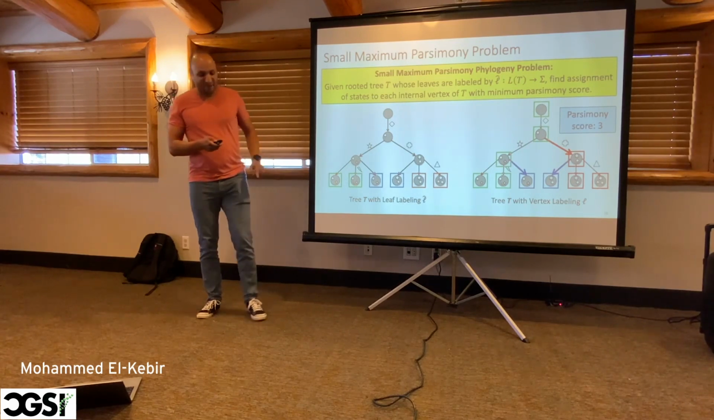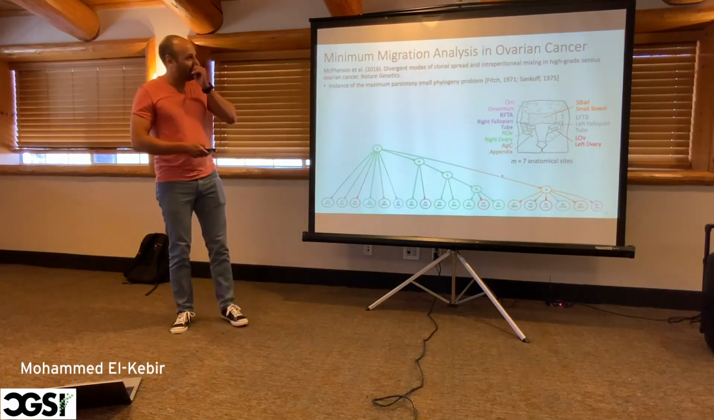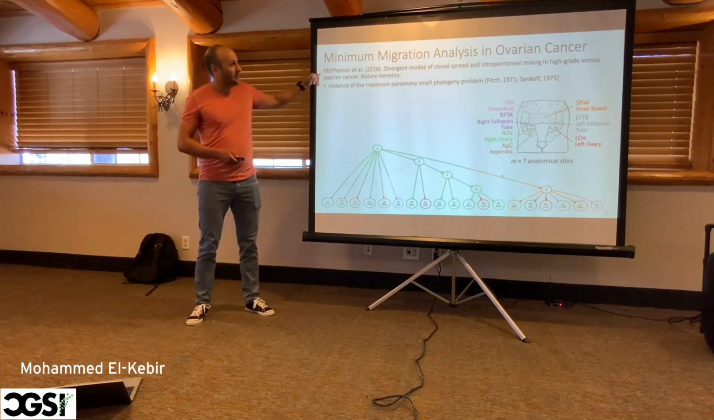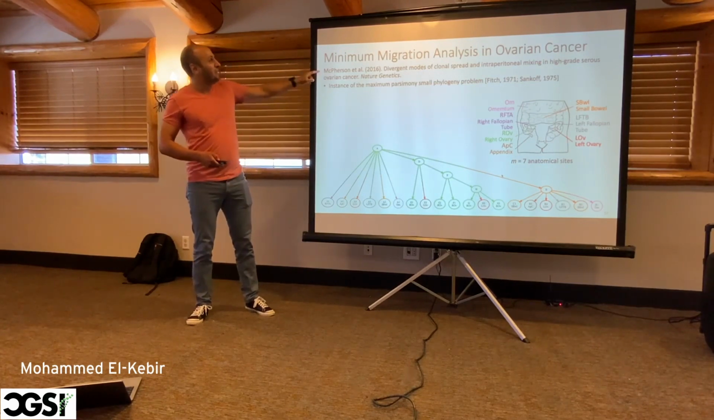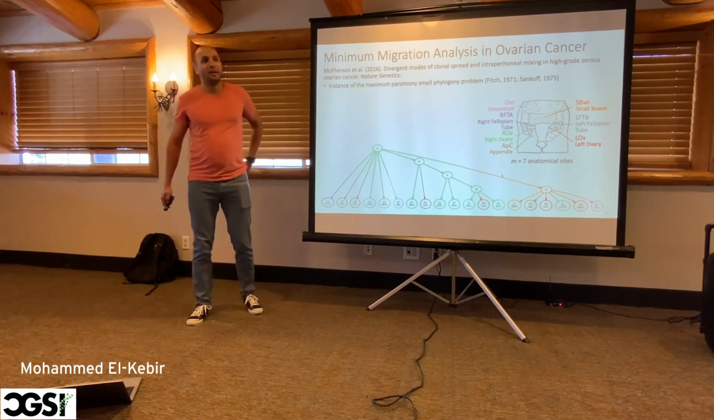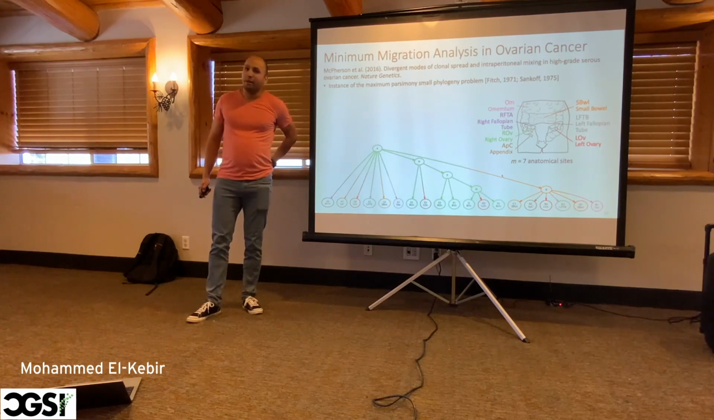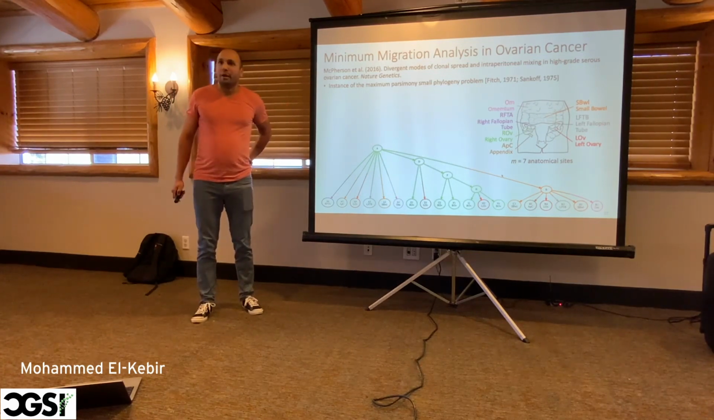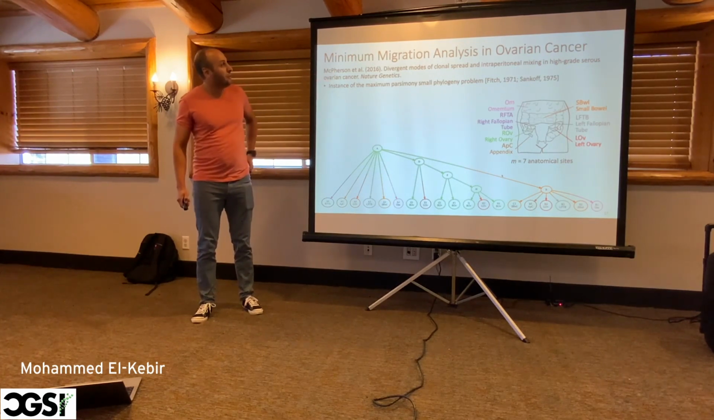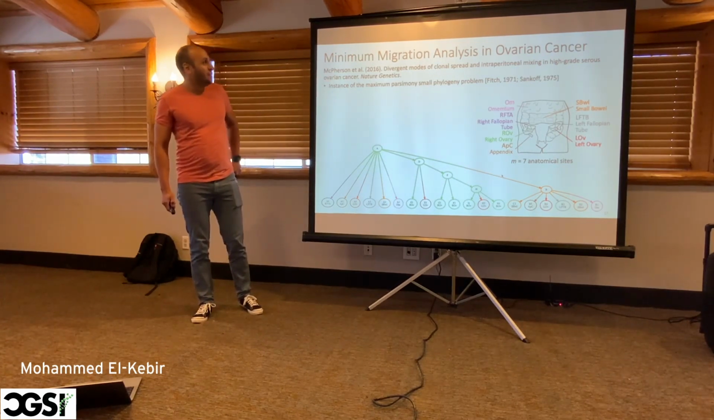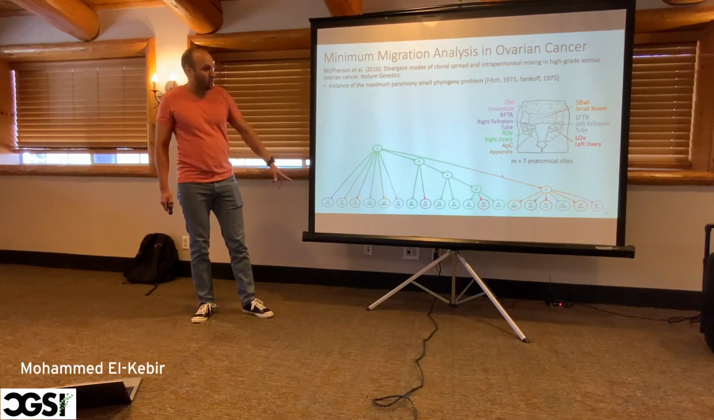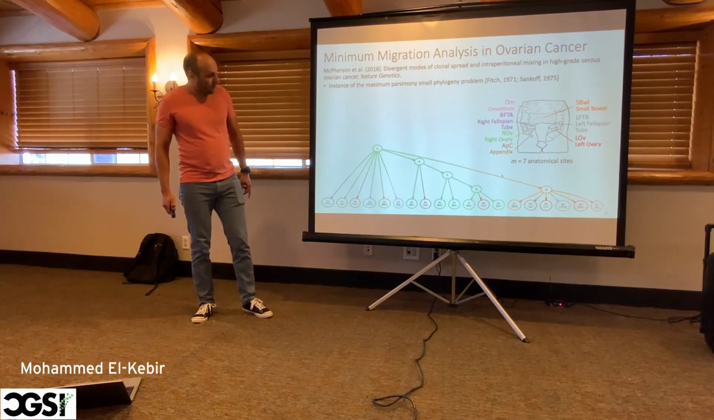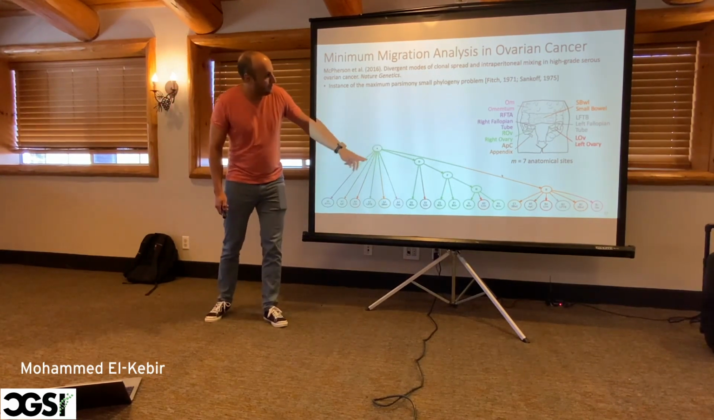But there is something else going on here. One thing that I want to mention first is that applying this idea of maximum parsimony was done for the first time in metastatic cancer evolution by McPherson et al. in 2016. They looked at 10 ovarian cancer patients. And here I'm showing you one such patient. So what you see over here, this is an ovarian cancer patient.